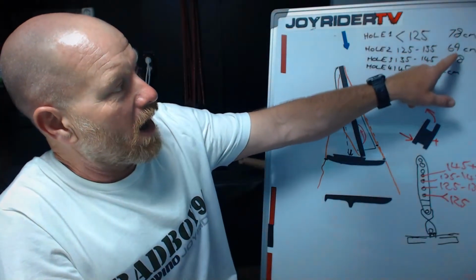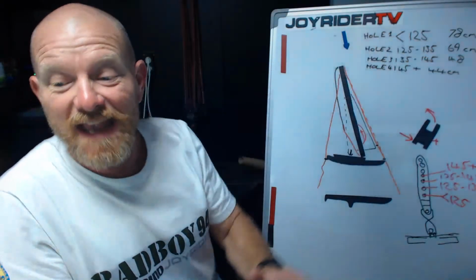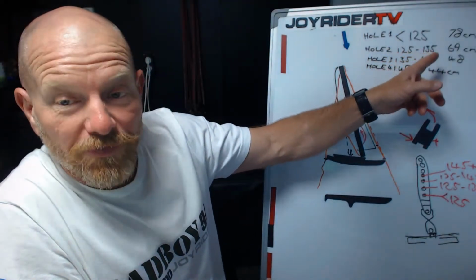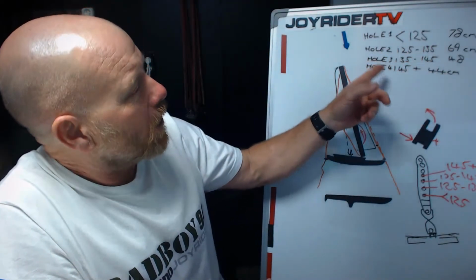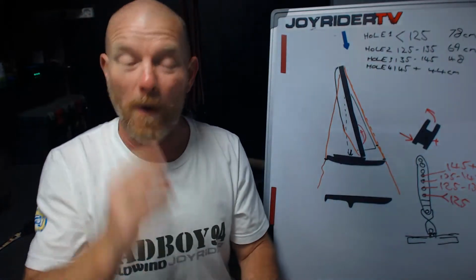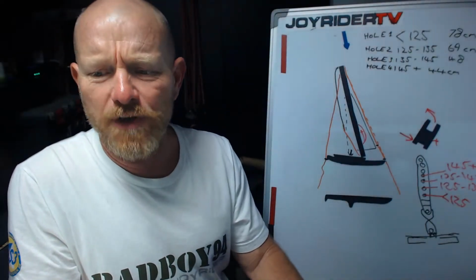And here are the different distances that we are looking for. So if you're a lightweight team, this distance wants to be around 78 centimeters, which means that the mast is further back. 125 to 135, 69. Okay, 135 to 145, 48. So coming a bit more upright. And then 145 plus, then we're dropping down to 44 centimeters between those 2 marks. So that is how we are going to determine how much mast rake we have got on a 16. Okay, I hope everybody's cool with that.